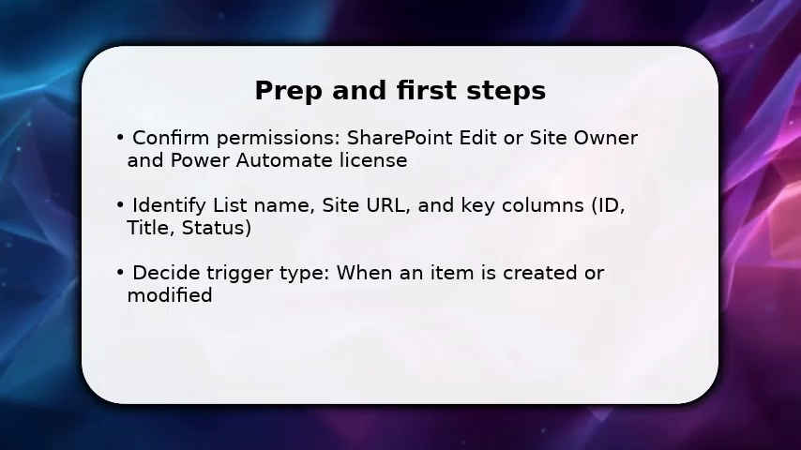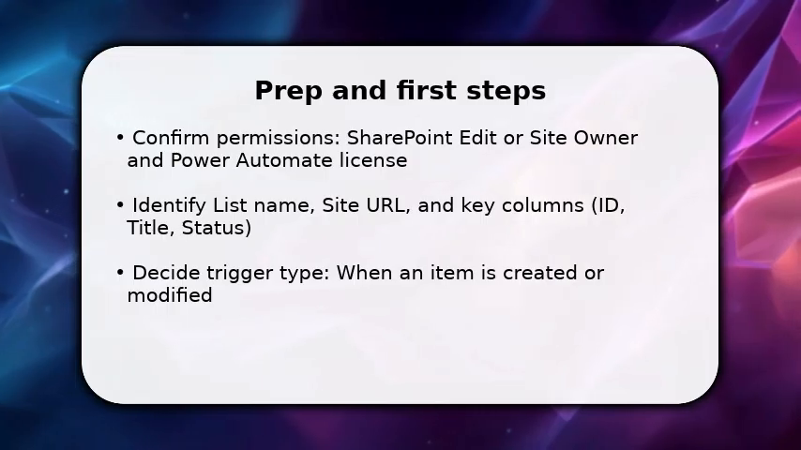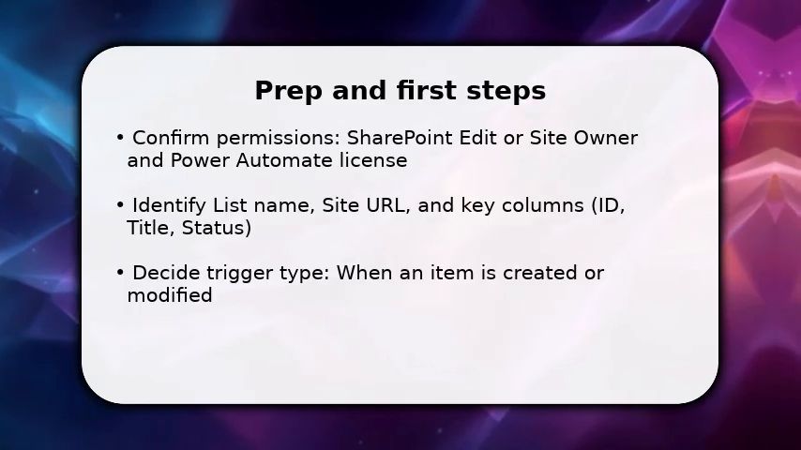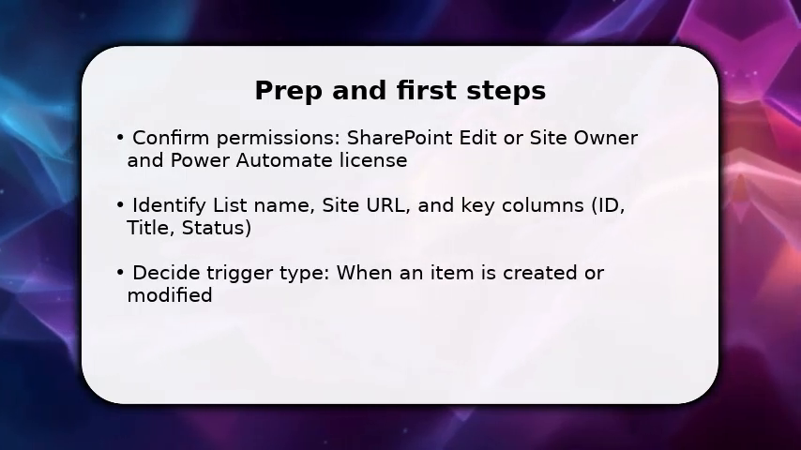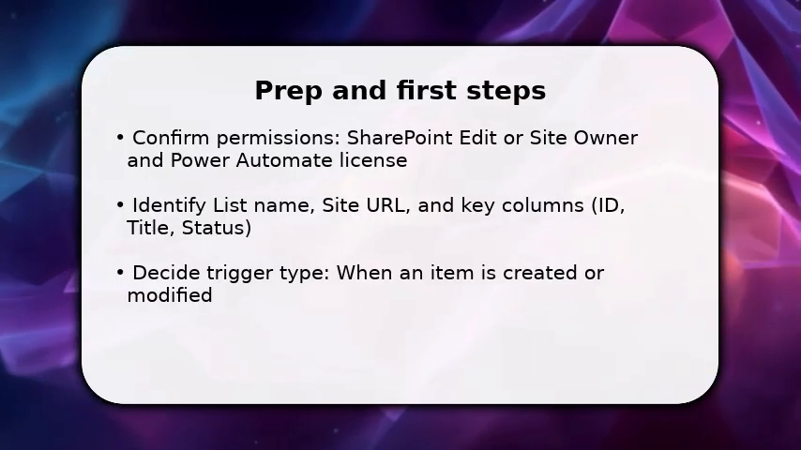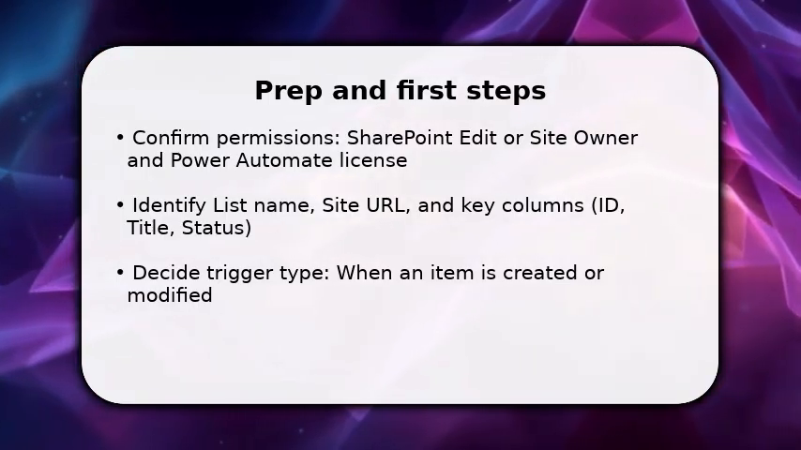You need permissions and the exact SharePoint list ready. Once confirmed, open Power Automate and choose Create. Select Automated Cloud Flow and name it, then pick the trigger when an item is created or when an item is created or modified, depending on your need.